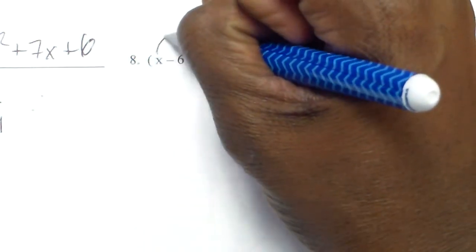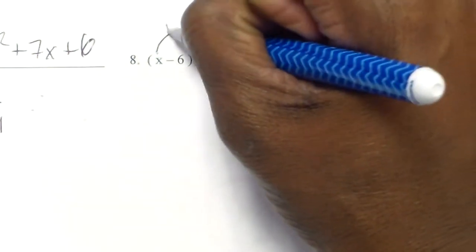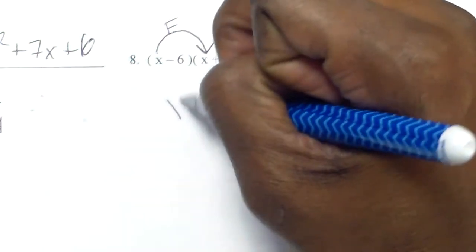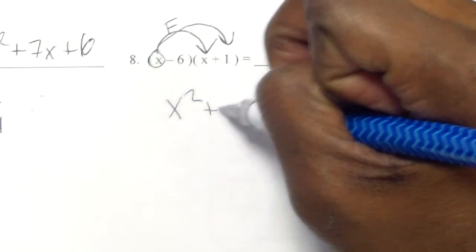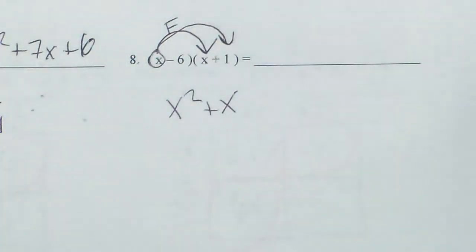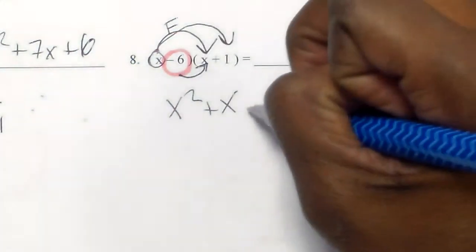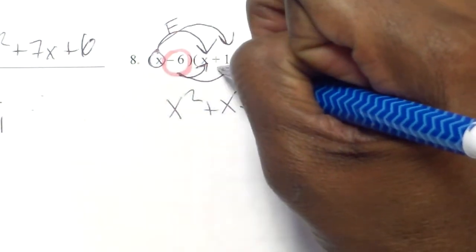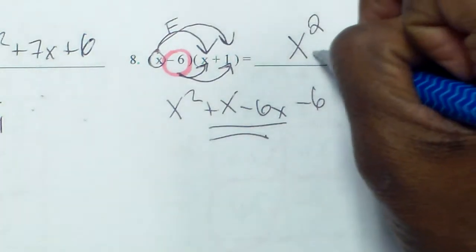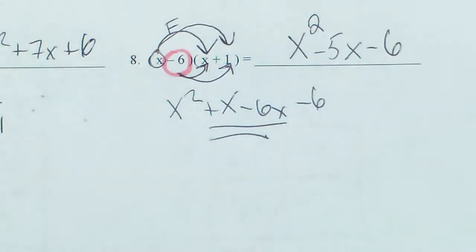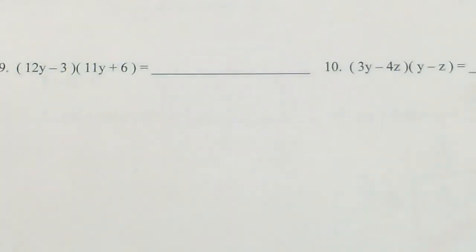Here we distribute x times x. That's our first term, our F. And that's going to give us x squared. Distribute that x to the outside term. It's a positive x. Now we're distributing the negative 6. There's our inside term to the x, and that's negative 6x. Then the negative 6 goes to the 1, that's negative 6. Combine like terms. Our final answer is x squared minus 5x minus 6. Got it? And I'll let you do 9 and 10 using whichever method you want to.